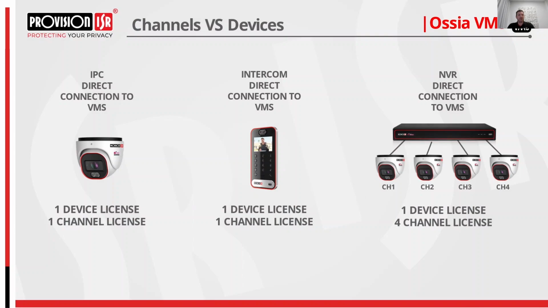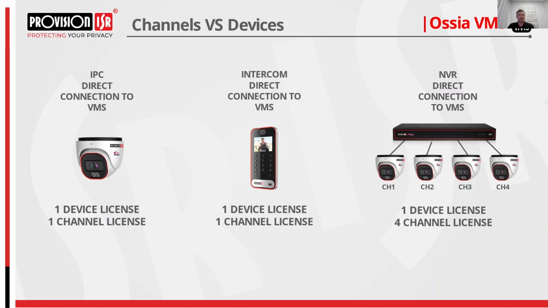Let's look at an example on the far left-hand side. We connect an IP camera directly to the VMS. What actually happens in terms of the licenses? Because it's a camera direct connection, it is still considered a device, so it occupies one device license. And as you are viewing one channel through the camera, it will also occupy one channel license.